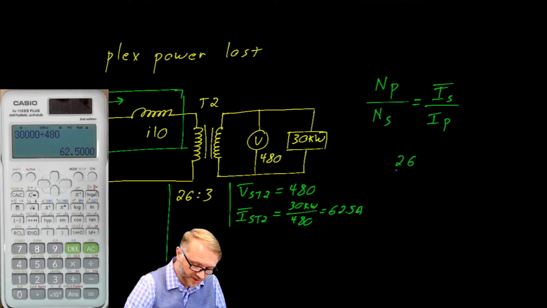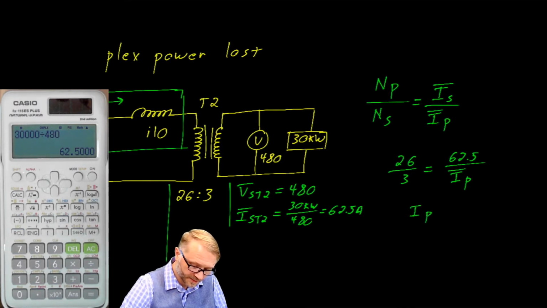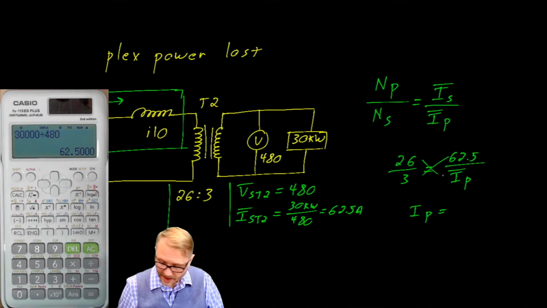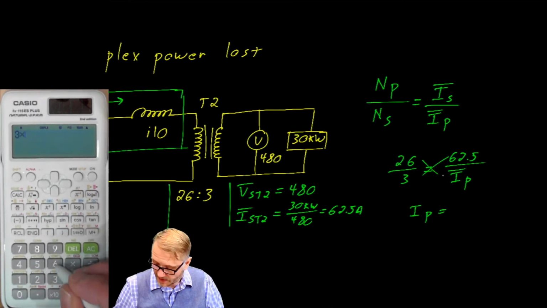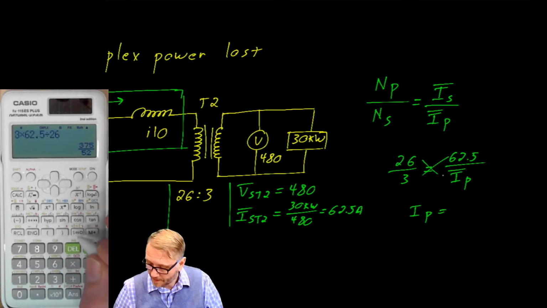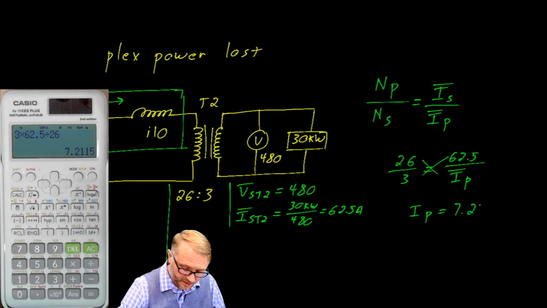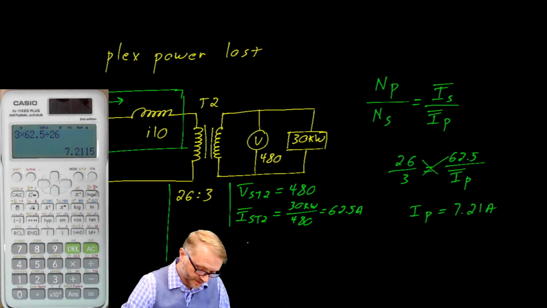So in this case, we have 26 is to 3 as 62.5 is to the current in the primary. So the current in the primary, again using some cross multiplication here, is 3 times 62.5 divided by 26, which is 7.21 amps. So the current in the primary of T2 is equal to 7.21 amps.